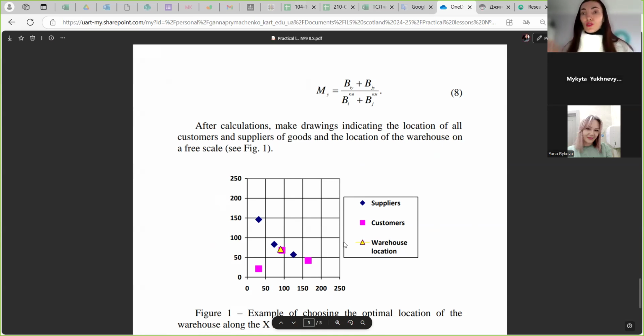It is all that we need for this task. It is our answer. Where is the location of our warehouse? And we put it here, and you can analyze this for yourself. For example, is it a good location or not a good location? We can see our suppliers, our customers, and it is good when the warehouse is located between all of them.